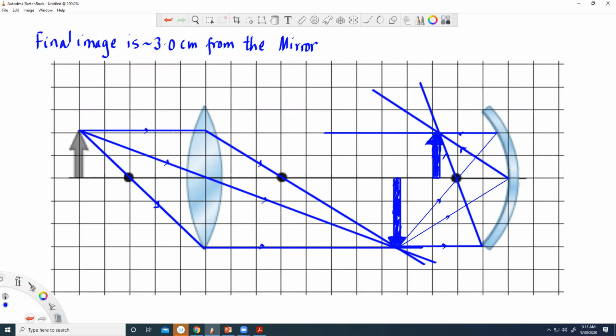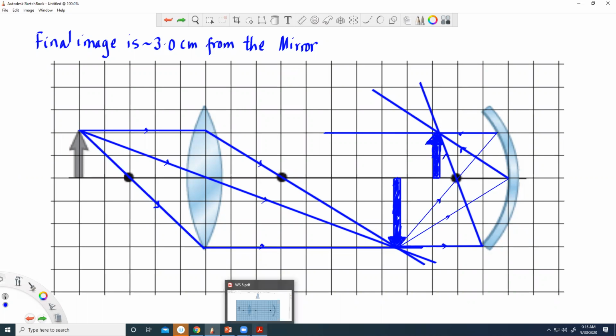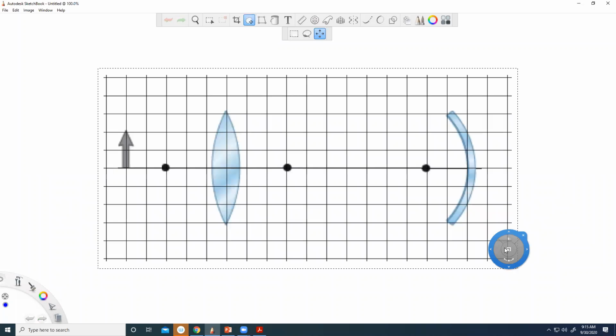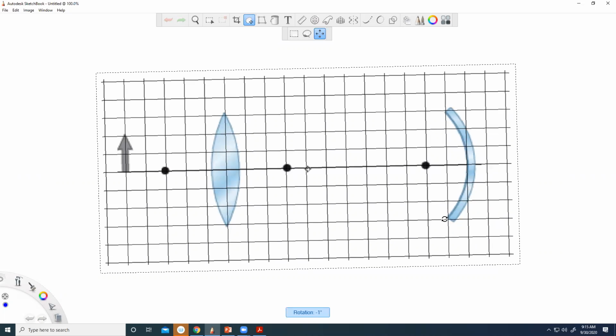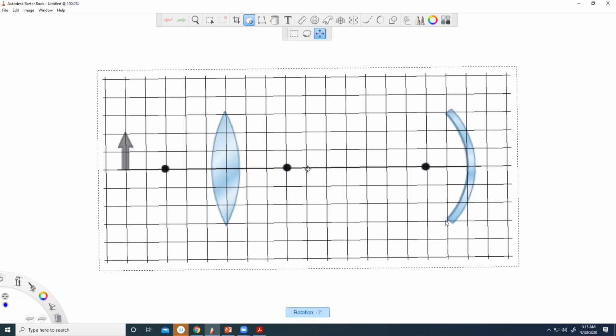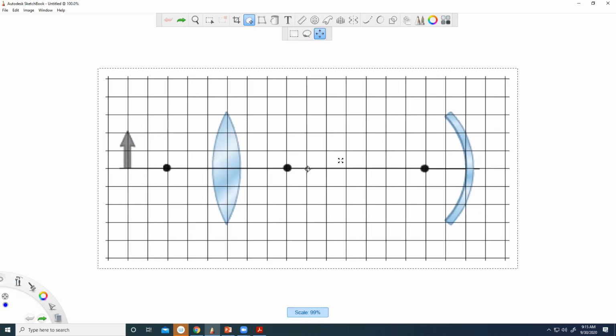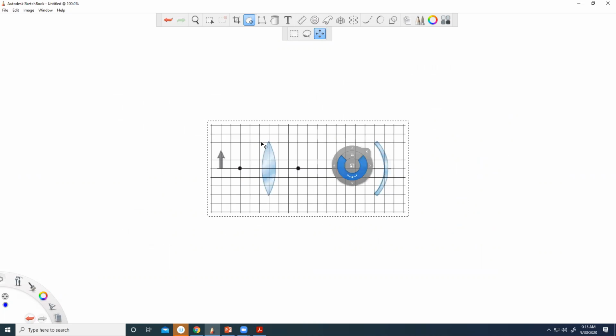Okay, so let's look at now the second method to see where the image is formed. So let's look at, okay. No, actually, let's see if I can make a new one. Okay, let's make it a little bit smaller.